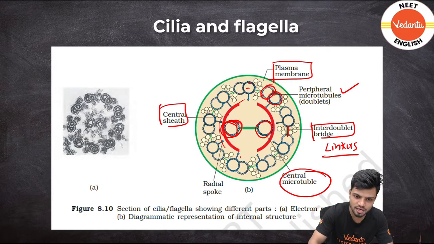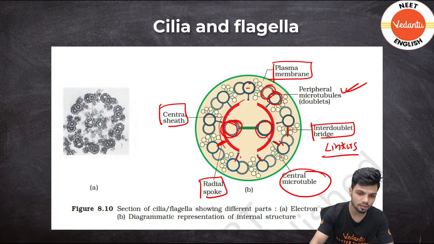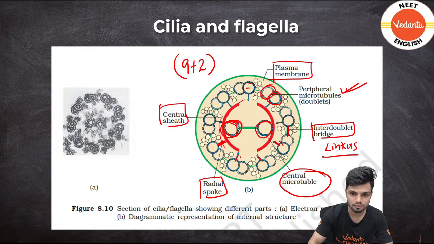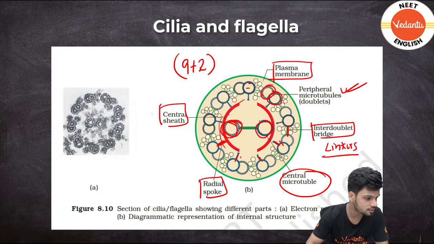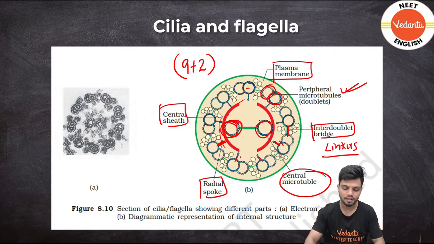Through the central sheet, there is something called a radial spoke arising from the peripheral tubule. From the peripheral tubule, a radial spoke is coming out. Can you see? That is attached to the central sheet. So in total, the arrangement here is a 9 plus 2 arrangement. That is 9 peripheral microtubules present in doublets and 2 central microtubules. Clear? That is the entire structure of the flagella.